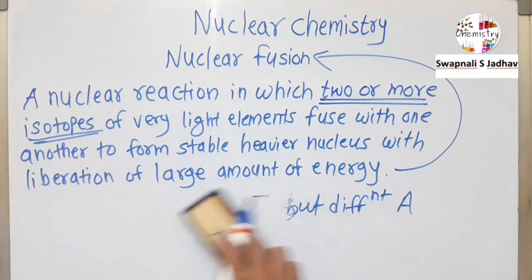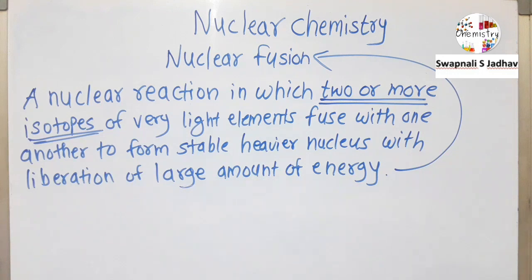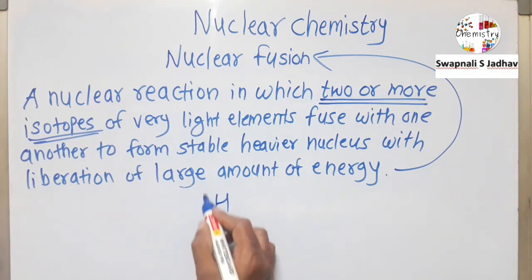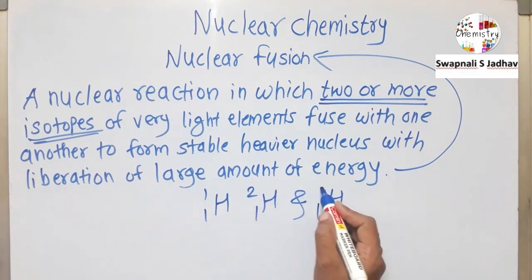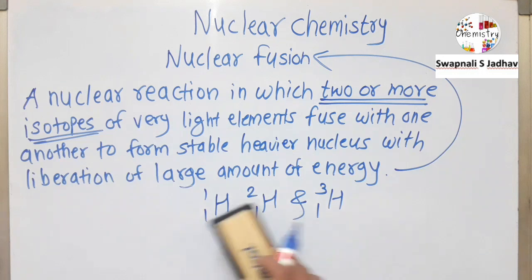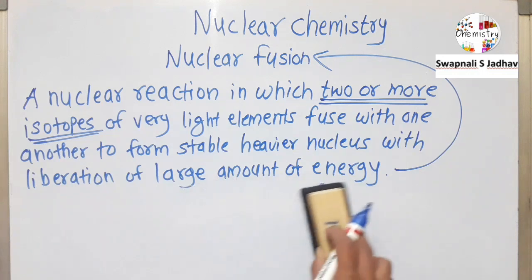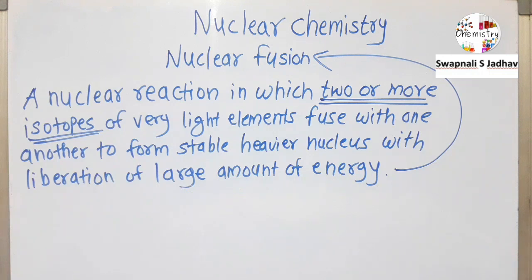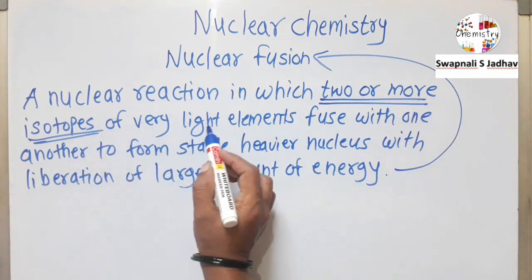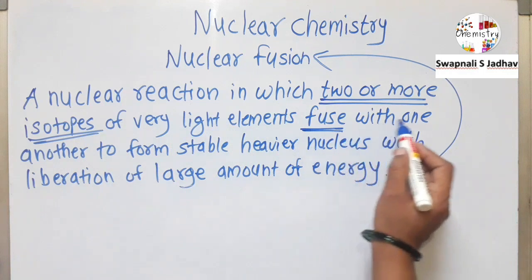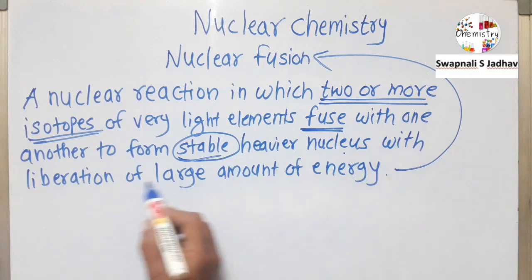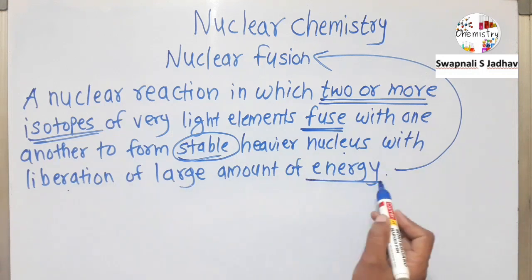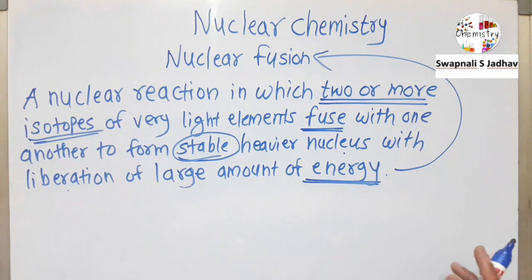So tell me the isotopes of hydrogen, which are that? H11 hydrogen, H12 deuterium and H13 that is tritium. Okay, these are the isotopes of hydrogen. So what is the definition of nuclear fusion? A nuclear reaction in which two or more isotopes of very light element fuse with one another to form stable heavier nucleus with liberation of large amount of energy is known as nuclear fusion reaction.